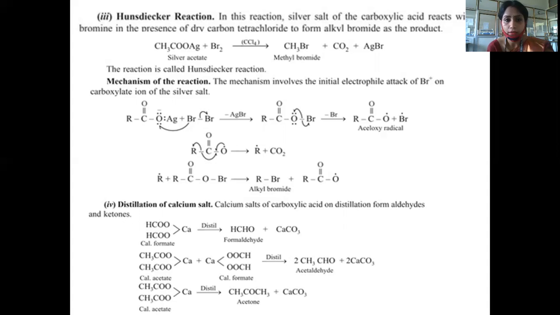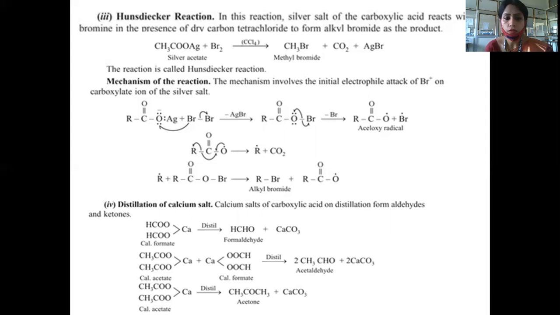Now let us see the mechanism. It involves the initial attack of the electrophile Br plus on the carboxylate, and so an AgBr molecule is released initially. Then another Br minus reacts and it forms a radical. Later on this radical breaks down to release carbon dioxide and an alkyl radical. This alkyl radical then combines with a bromide and gives alkyl bromide.